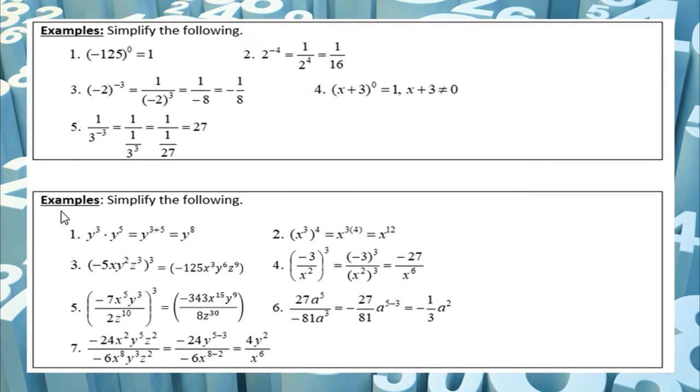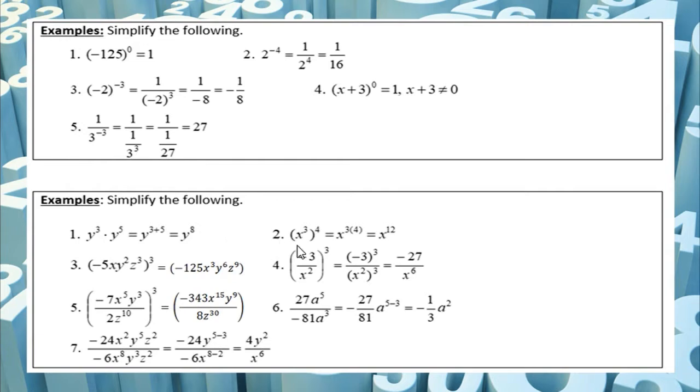Another set of examples, we have this. Simplify the following. Number 1, y cubed times y to the power of 5. That is equal to y to the power of 3 plus 5. So in this case, we have these two with the same base. Whenever the bases are the same and they are multiplied, we add their exponents. So that is why the answer is y to the power of 8.